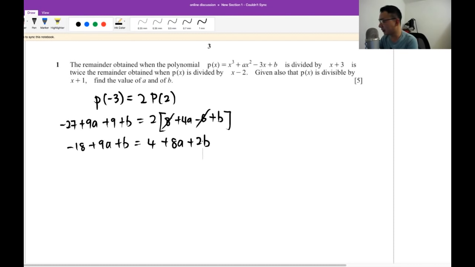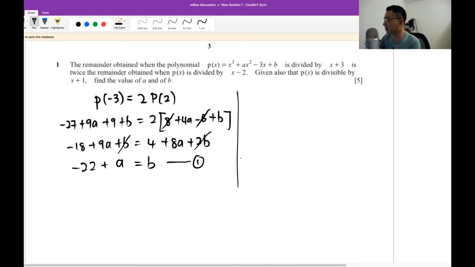So over here, I believe you will get one of the equation. So I try to make one of the equation first. Maybe I make b as subject. I move this b to the other side, I left one b here. 4 move to the other side, it becomes minus 22. 8a move to the other side, minus 8a, you basically get plus a. So this one I call it my first equation.